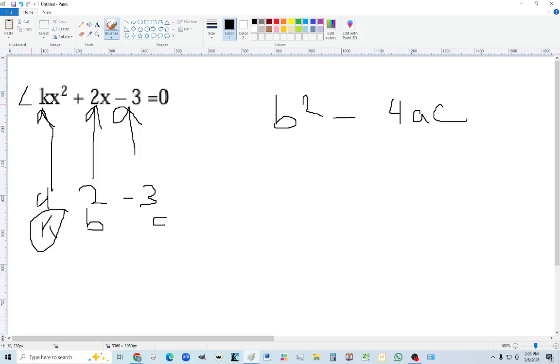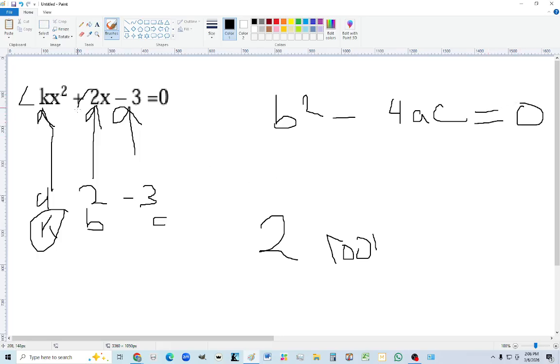Sometimes your teacher's tricky and he puts 4k here, in which case a would be 4k. Right? Whatever the number is here, not counting the x squared, that's a. Sometimes the teacher puts k here, and therefore b would become k, and a would give you a number here like 4. But in this case, let's work with what we have. A is k, b is 2, c is minus 3. So for us to have two roots that are the same, this whole thing would have to equal 0.